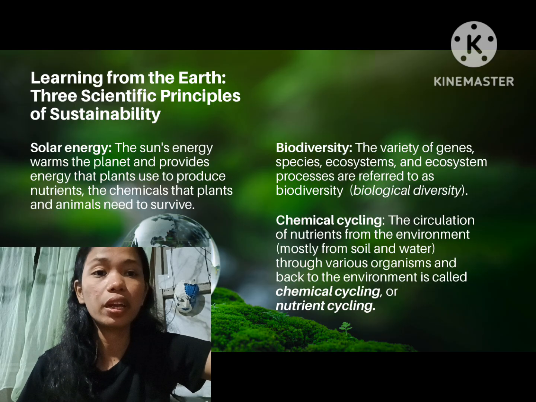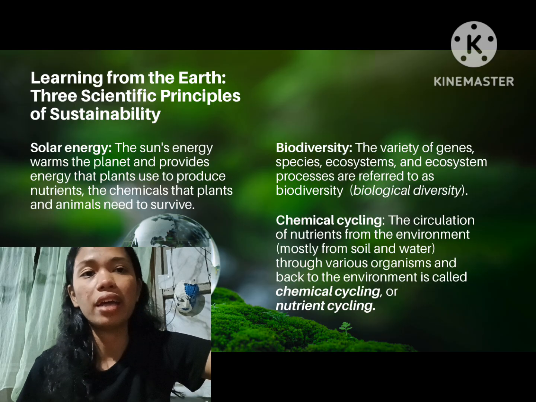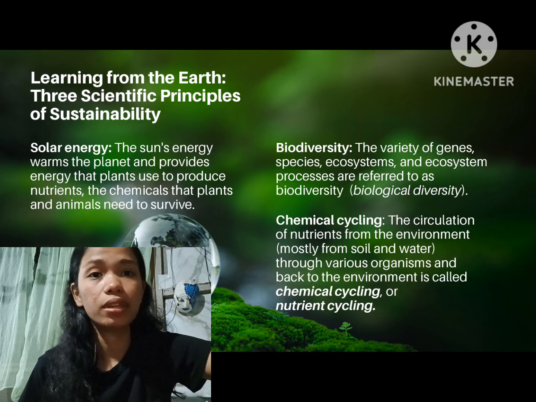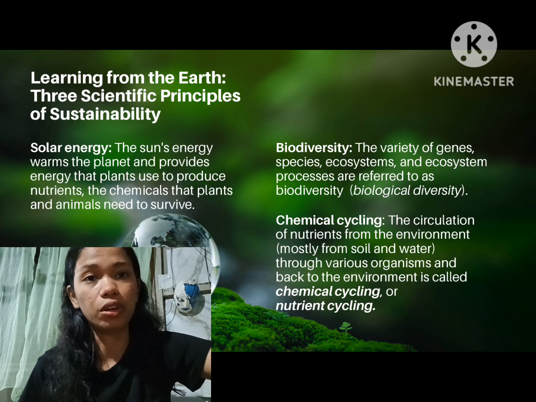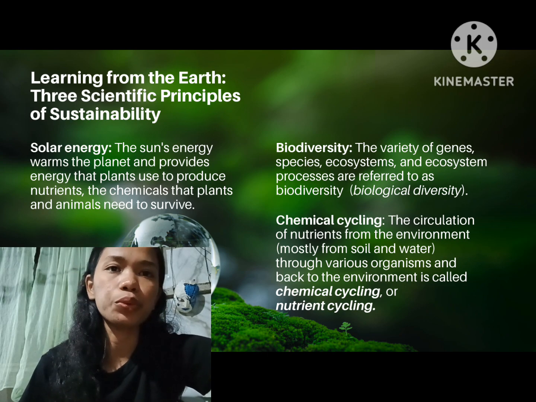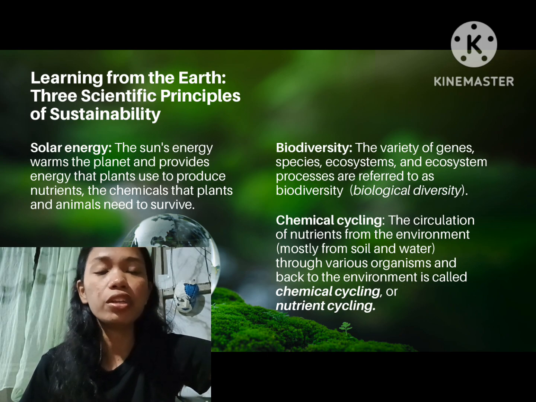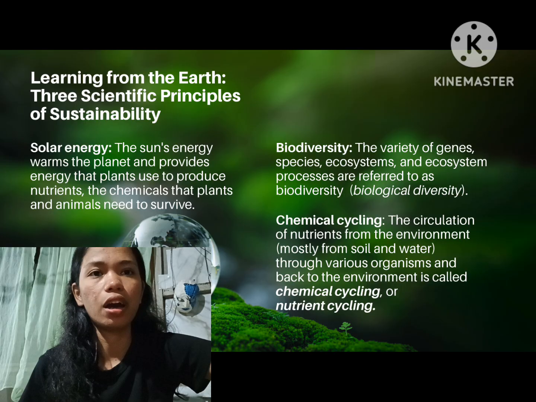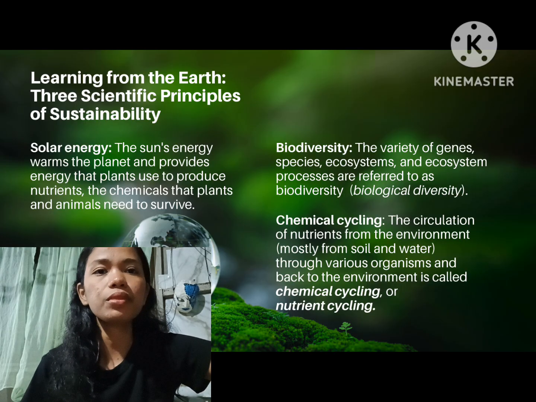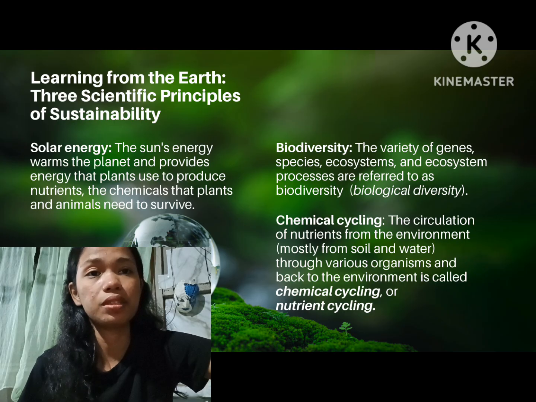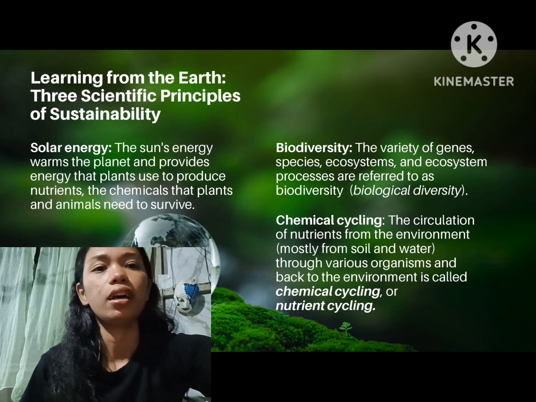Number one, solar energy. The sun provides energy for life on Earth. Plants use sunlight to grow, and humans and animals depend on plants for food and survival. Number two, biodiversity. Biodiversity is the variety of living things like plants and animals. It keeps ecosystems balanced and healthy.